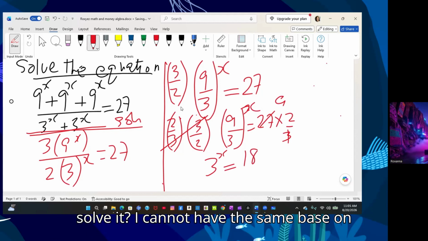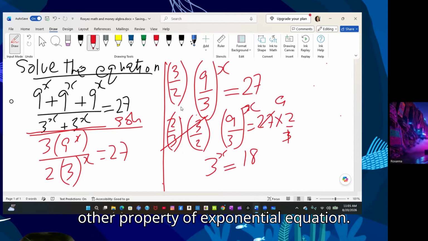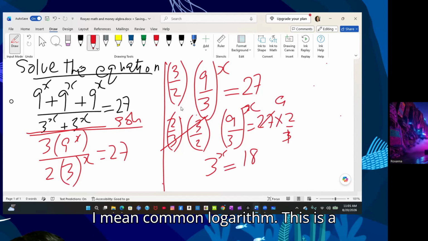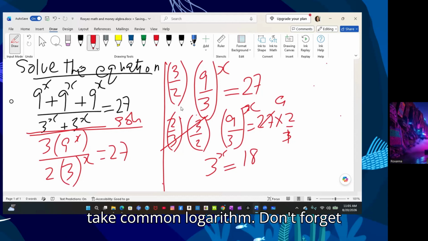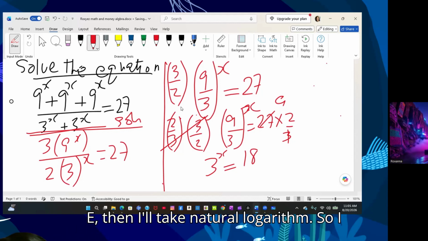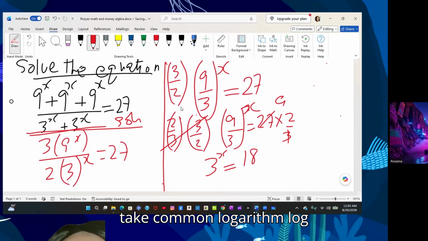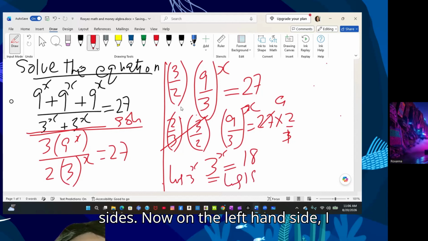So how else do I solve it? I cannot have the same base on both sides. So I have to use the other property of exponential equation. I mean, common logarithm. This is a common exponential equation. So I will take common logarithm. Don't forget, common logarithm. If it involves e, then I'll take natural logarithm. So I take common logarithm. Log 3 to power x is equal to log 18 on both sides.